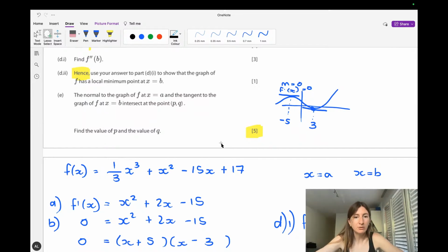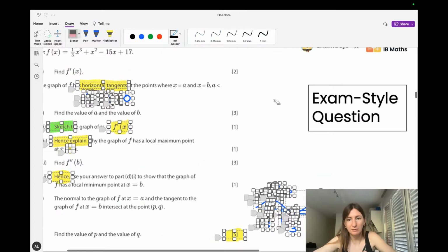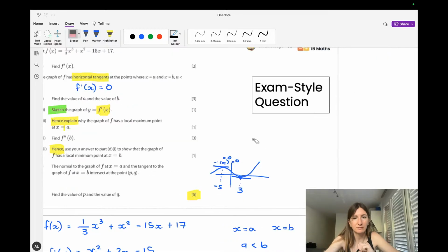So the normal to the graph of f at x equals a and the tangent to the graph of f at x equals b intersect at a certain point. So let me just clean this up.